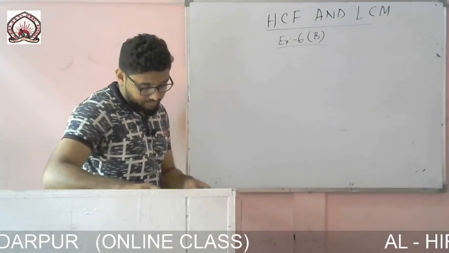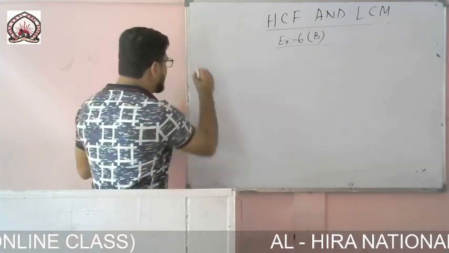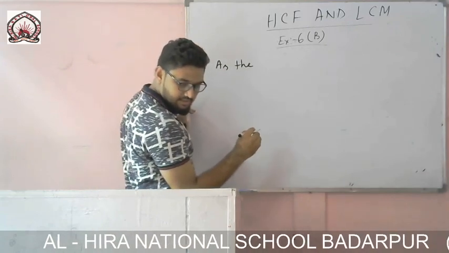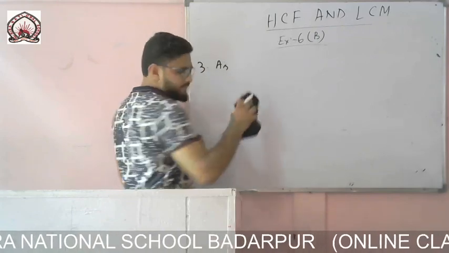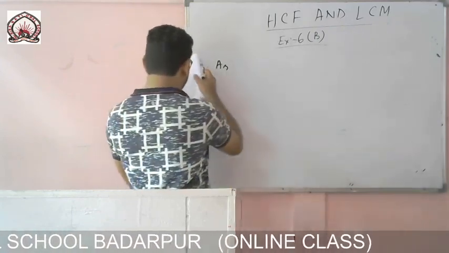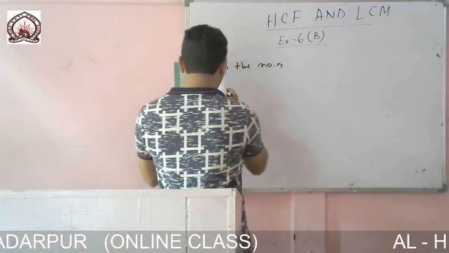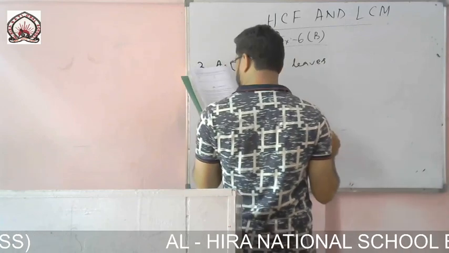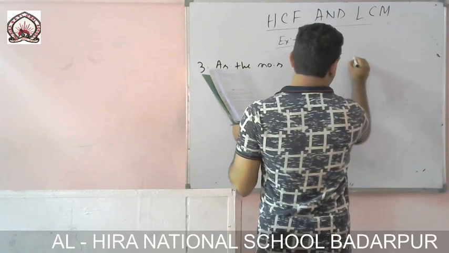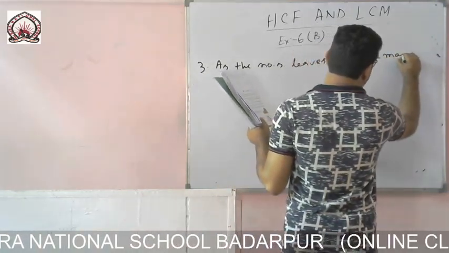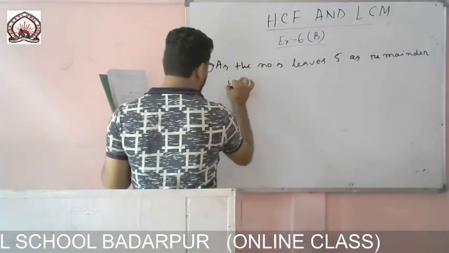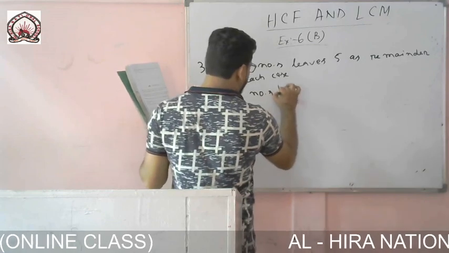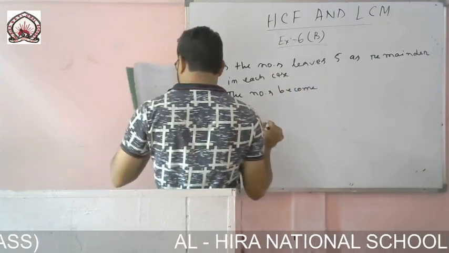So as earlier, you write: since the numbers leave 5 as remainder in each case. Therefore, the numbers become what?